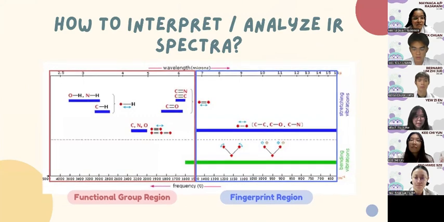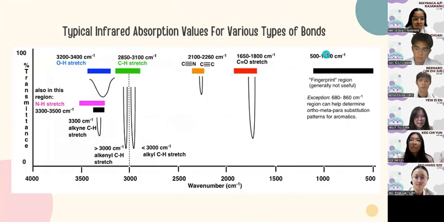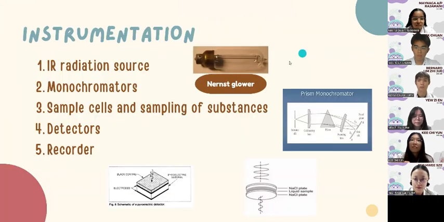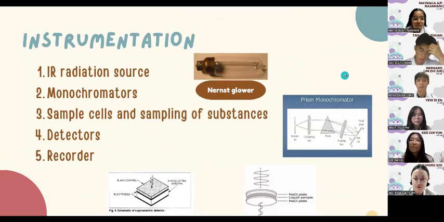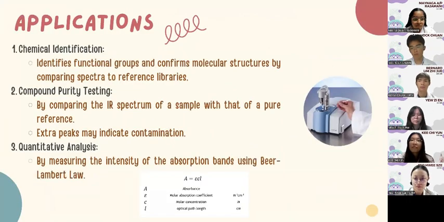Next, to interpret or analyze IR spectra, it involves the functional group region and the fingerprint region. For the functional group region, spectrum peaks in this region are associated with specific functional groups like OH, NH, CH, CO, and others. This is the diagram showing typical infrared absorption values for various types of bonds. The main parts of an IR spectrometer include, first, a source of radiant energy which emits IR radiation. Second is the monochromator. Third is the sample cells and sampling of substances. Fourth is the detector, and lastly a recorder is used to record the IR spectrum. There are several applications of IR spectroscopy, including chemical identification, compound purity testing, and quantitative analysis.